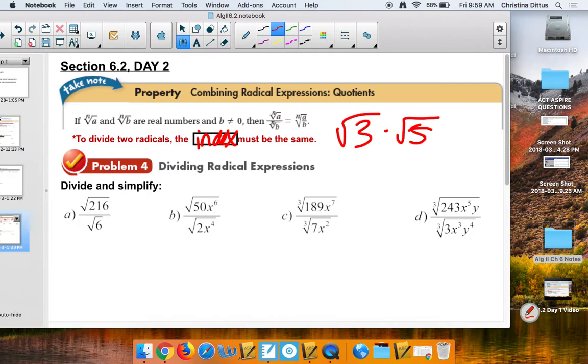Divide. In your calculator. Oh, hold on, pause. First check. Index the same? Yes. Okay, divide 216 and 6. 36. So I have the square root of 36. What is the square root of 36? Plus or minus 6.